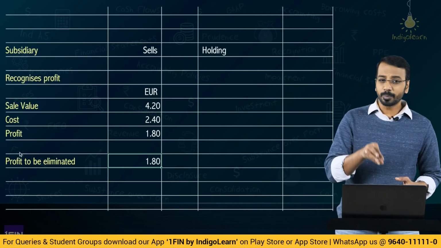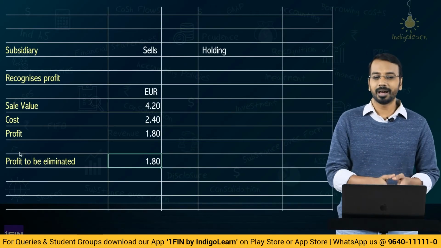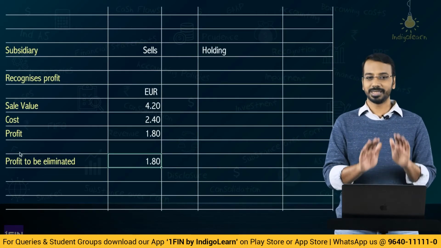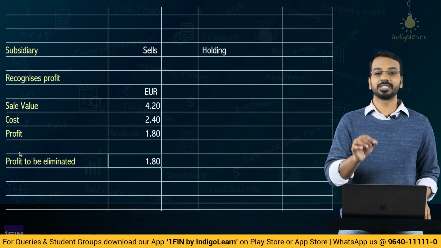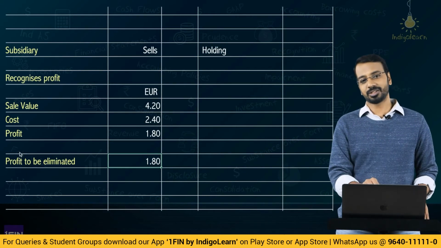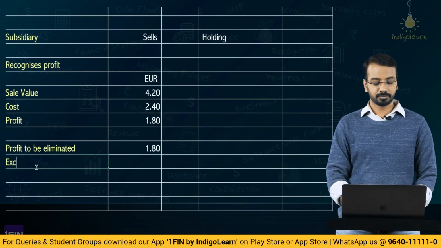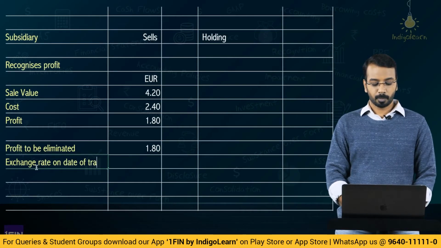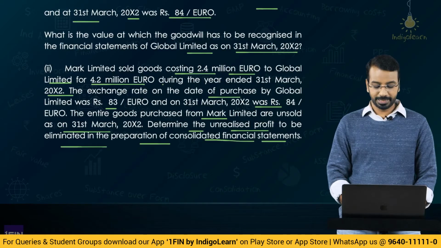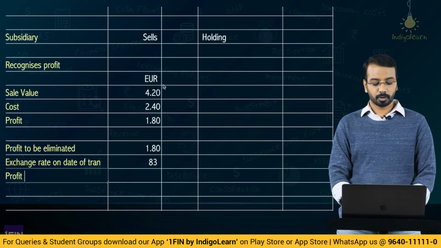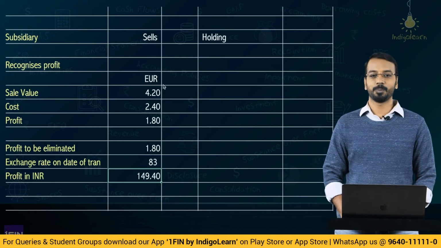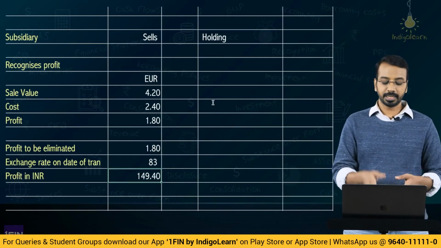Now, when we convert this 1.8 million euro to INR, which rate should be considered? Should we consider the date of sale? Should we consider the closing rate? Friends, please remember, for P&L items, conversion is done using the date of transaction. So, what is the exchange rate on the date of transaction? It is given to be 83. So, profit in INR to be eliminated is 1.8 multiplied by 83, that is 149.40. So, the profit that has to be eliminated is 149.4.